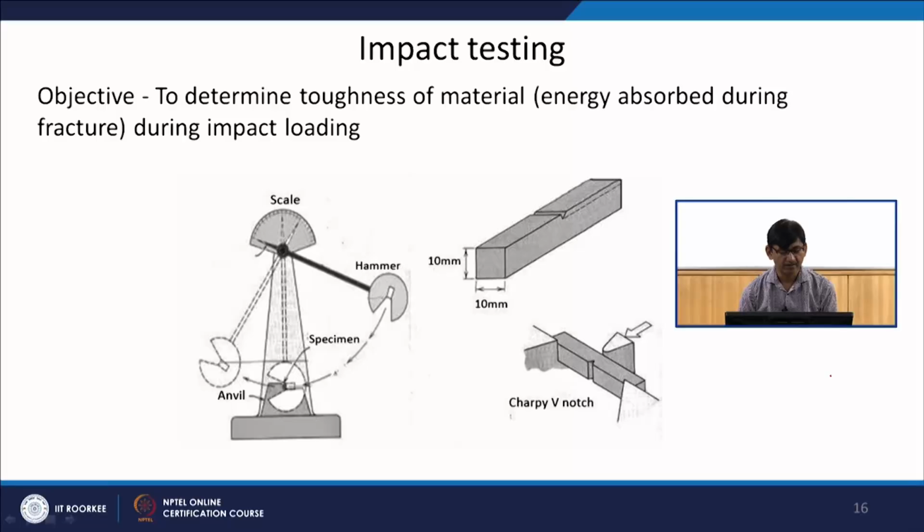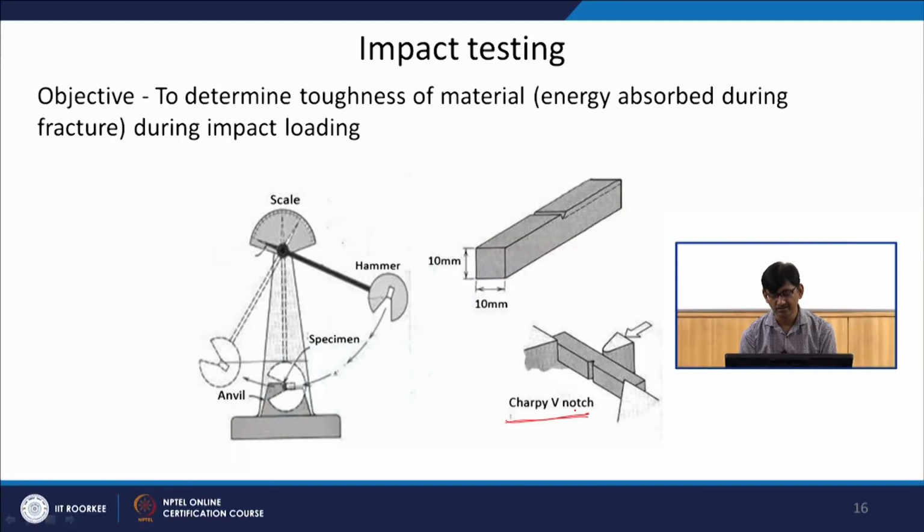Now, this is just one slide on impact testing, which is one of the important aspects of any material development, especially for automobiles, as I was telling you. Our objective here is to find out the energy absorbed during fracture. Maximum energy absorbed is what we want. There is one type of test which is called the Charpy V notch test, and this is the arrangement for it.